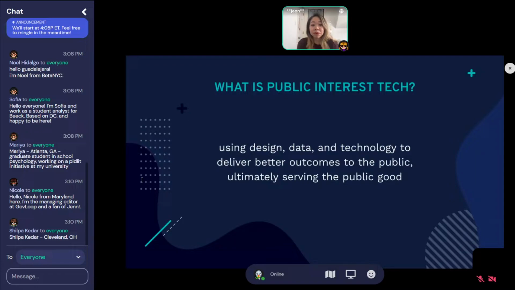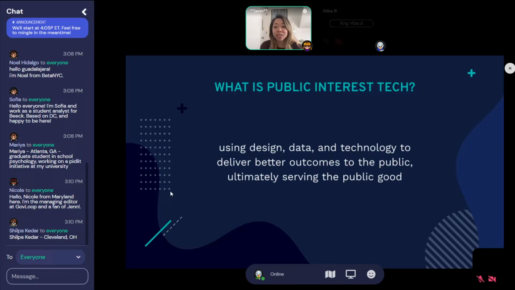Yeah, so what is public interest tech? So you may have heard the terms civic tech or gov tech, and yes, public interest tech, or PIT, as some folks love to annoyingly call it. I'm just kidding, I call it PIT too, but probably annoyingly. So anyway, PIT is the larger umbrella term.